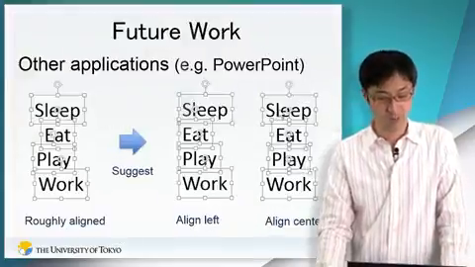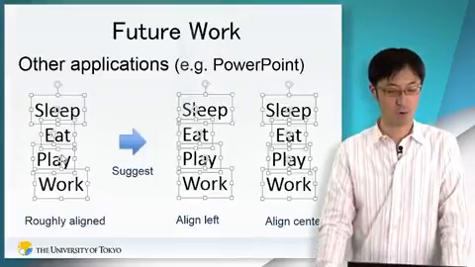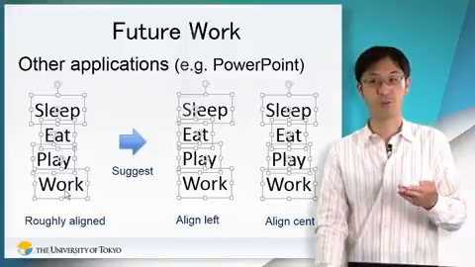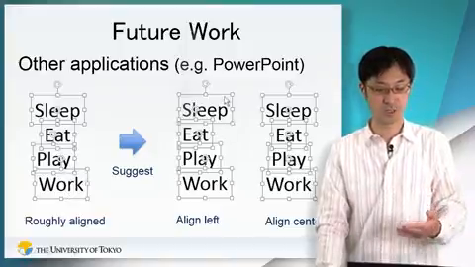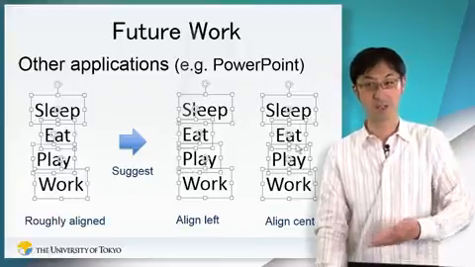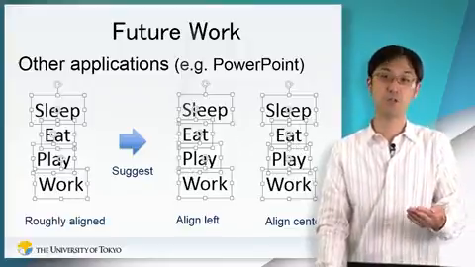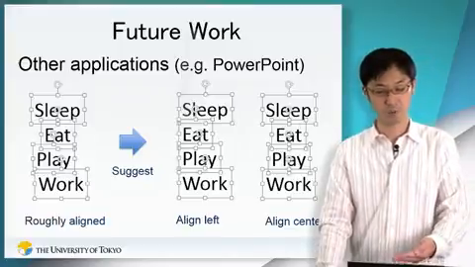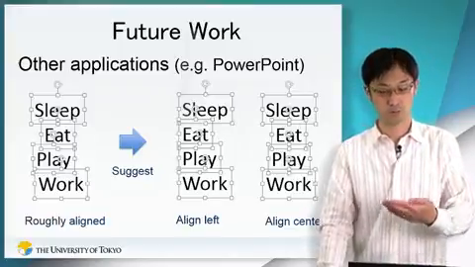However, if you highlight these four almost aligned elements, I think it's pretty reasonable and also useful for the system to suggest vertical alignment, align left or align center, and suggest it to the user. And if the user likes it, they just click it and they get the result. And this can be a very powerful help for the user.